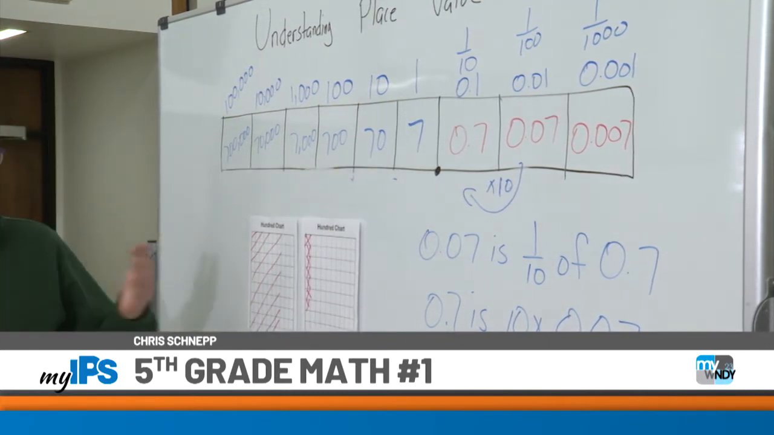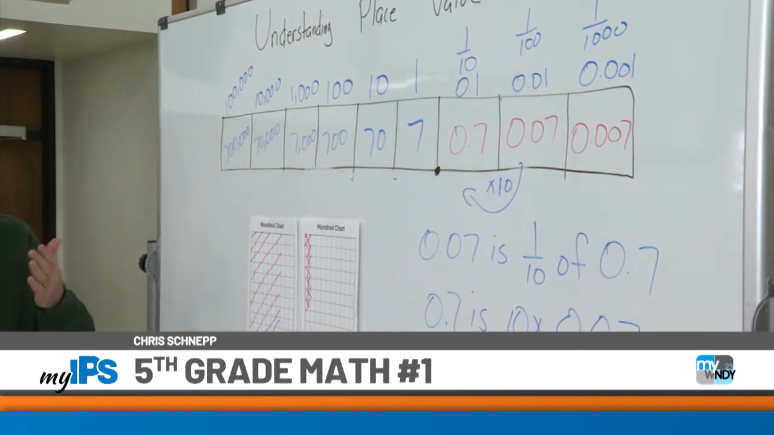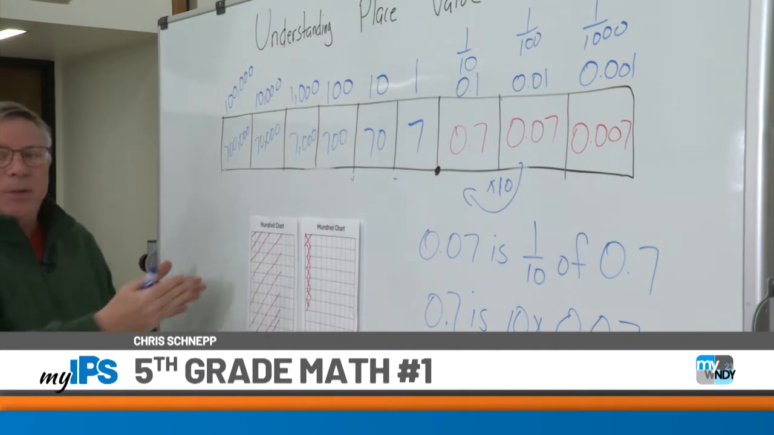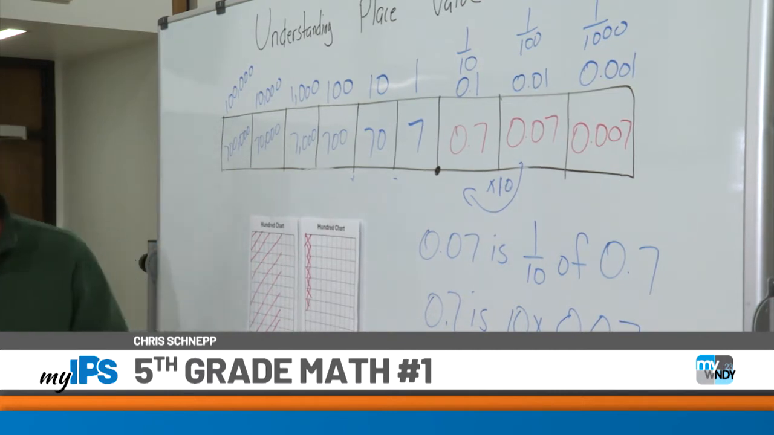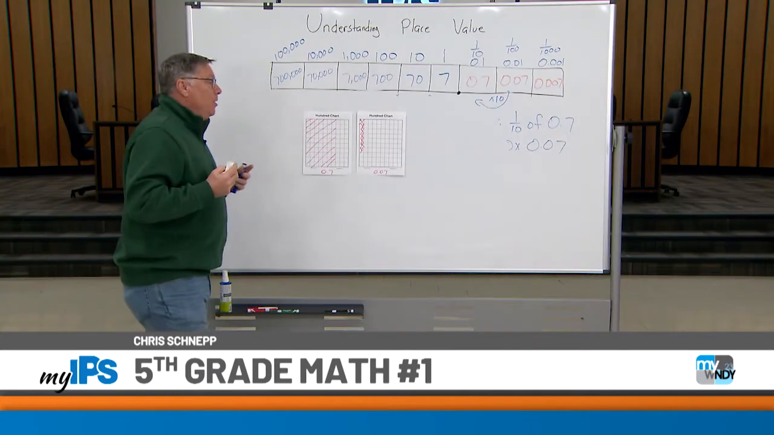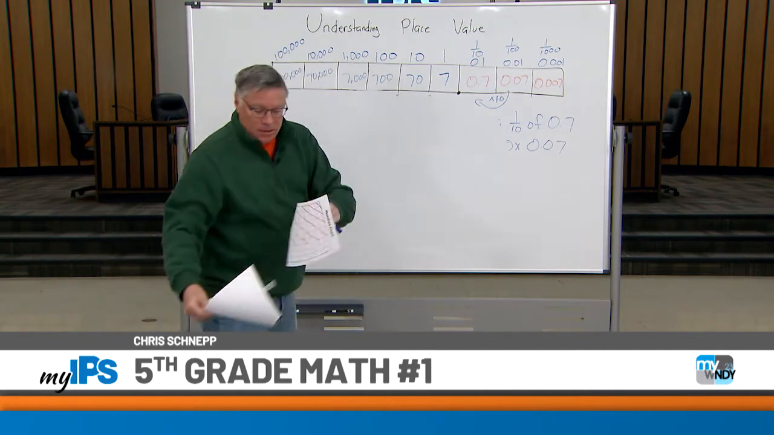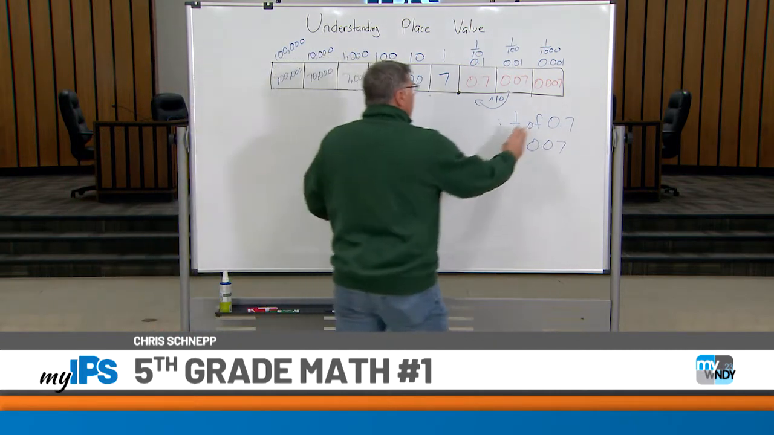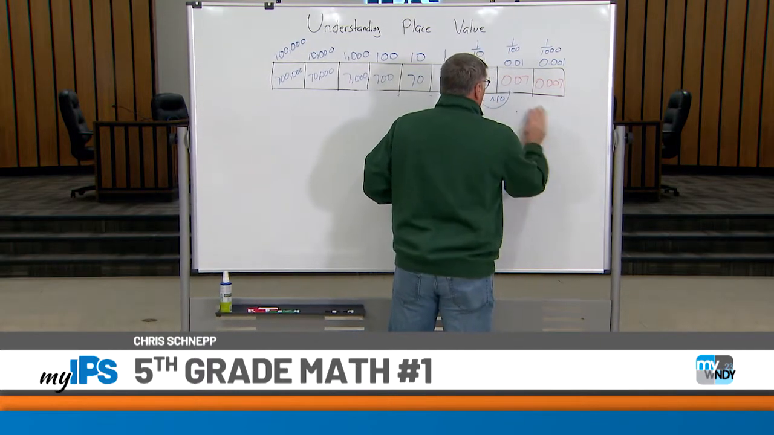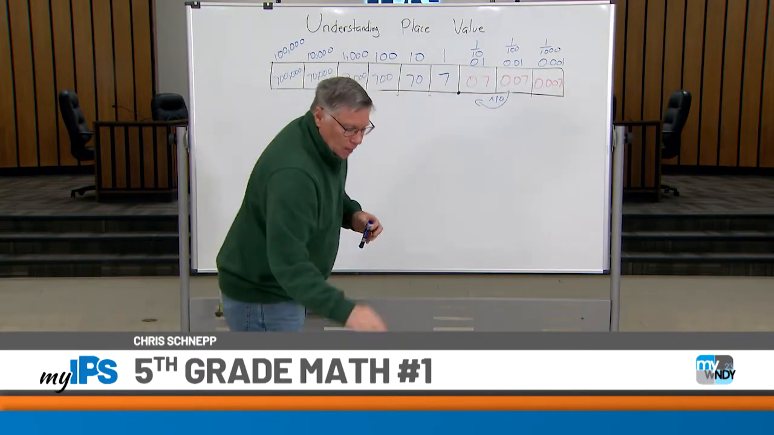Okay, so that's using a hundredths chart or a grid to determine place value. That's one way that we can do it. Another way that we can do this is we can do it by drawing a number line. So we're going to get rid of our hundredths chart here, and we're going to put our number line up here. All right.